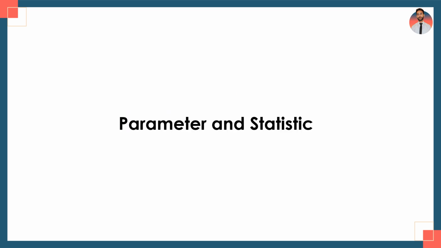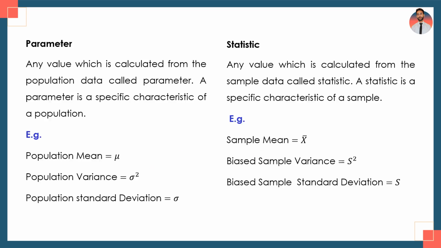In the fifth point, I will discuss some other important terms which are used in statistics: parameter and statistic. The term parameter is explained as any value which is calculated from the population data is called parameter. A parameter is a specific characteristic of a population. So parameter is based on population data. Anything that you calculate from population data is called parameter.